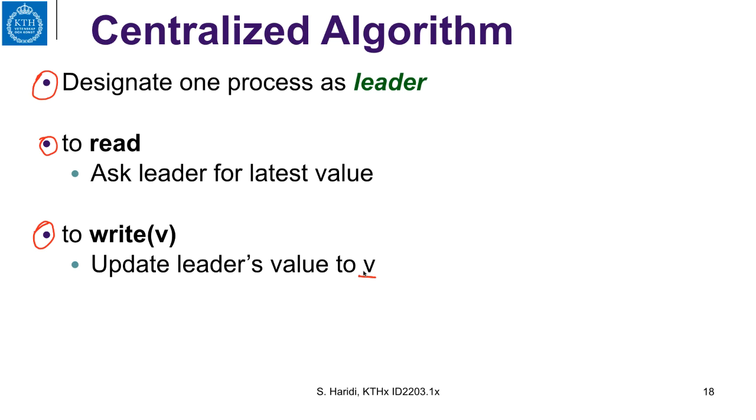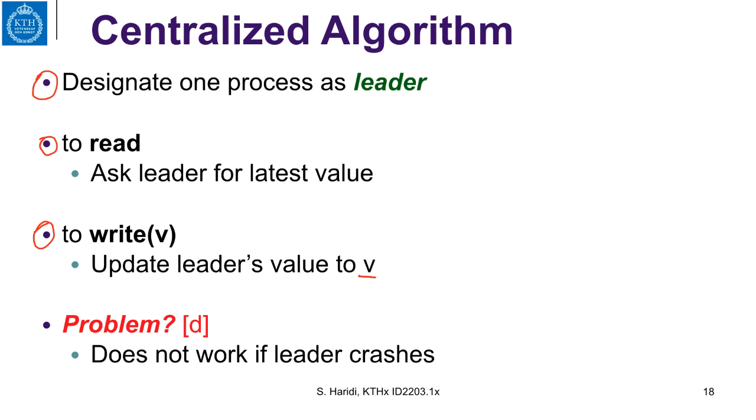However, there is a problem with this algorithm, and the problem is that it does not work if the leader crashes. In this case, correct processes will not terminate. So we violate the termination property.